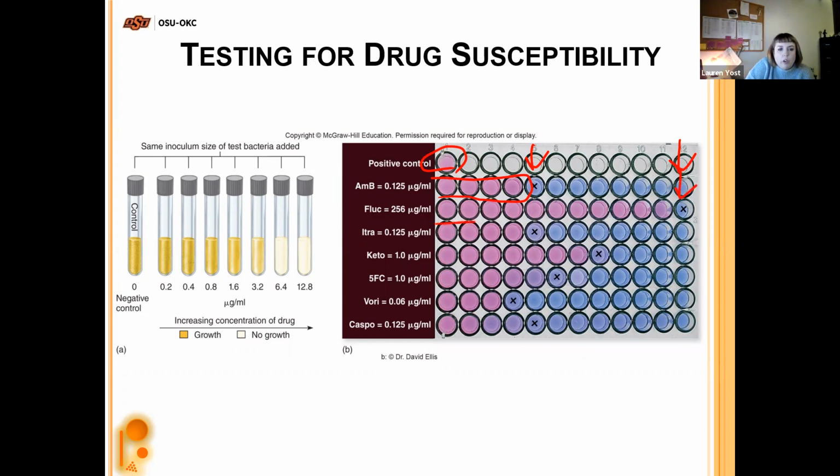So we grow. This is what it looks like when the bacteria can grow. We no longer could have growth because we are now susceptible to the antibiotic at this concentration. So we go from, it even says it on here, increasing concentration of the drug from left to right.